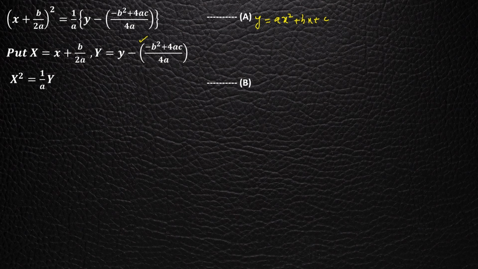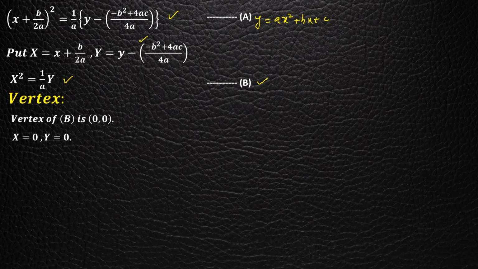Now we know that the equation B is a standard equation of parabola and we know its elements. By the help of equation B, we shall find the elements of equation A. First, we find the vertex of the given parabola. The vertex of parabola B is 0, 0. That is capital X is equal to 0 and capital Y is equal to 0.